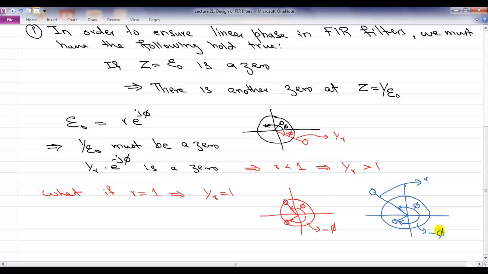If the 0 is on the unit circle, you must have another 0 on the unit circle with the negative angle. If you have a 0 inside the unit circle, you must have another 0 outside the unit circle with the negative angle. And if you have a 0 outside the unit circle, you must have one inside the unit circle. So these are the only 3 cases you have. And if you have zeros like this, then you are guaranteed to have a linear phase FIR filter.